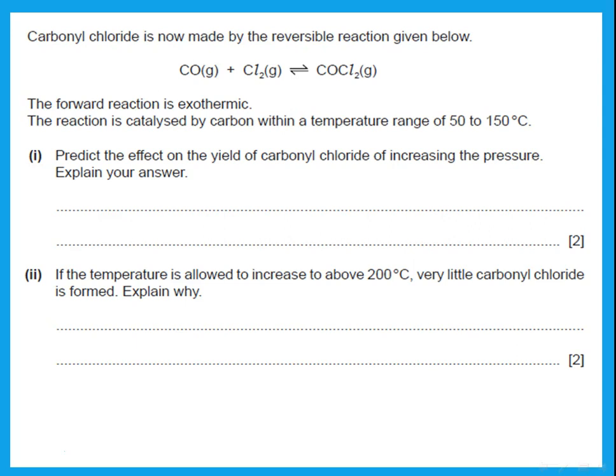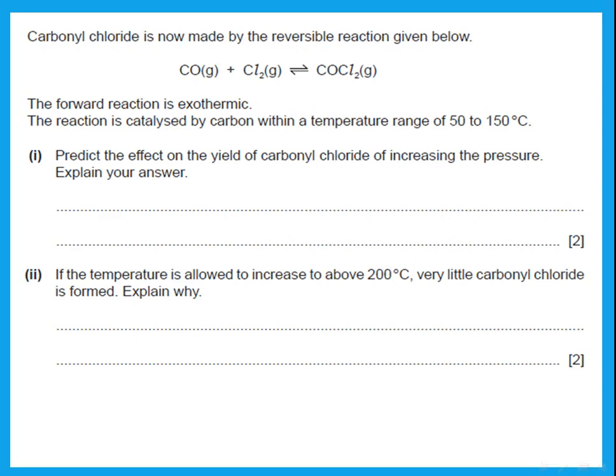The reaction is catalyzed by carbon within a temperature range of 50 to 150. Now the question is, predict the effect on the yield. Remember that the word yield means the mass of carbonyl chloride, or the amount that is formed of carbonyl chloride, of increasing the pressure. Okay, this reaction, if we said increasing the pressure, that means when the pressure increases, the reaction goes to the side with less molecules.